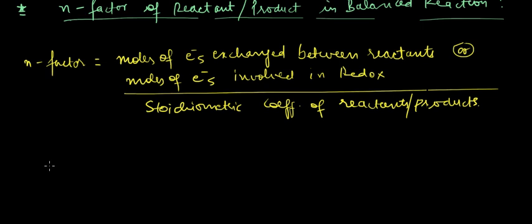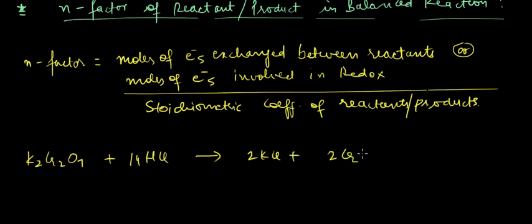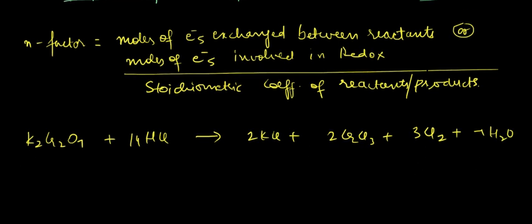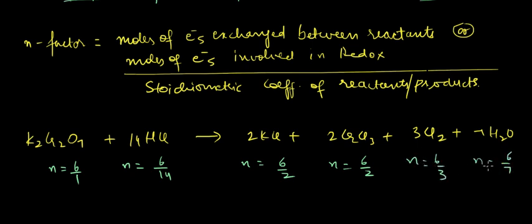In a reaction. Okay, just an example, we have K2Cr2O7 reacting with HCl producing, we have seen this reaction, 14 moles of HCl, forming 2 moles of KCl plus 2 moles of CrCl3 plus 3 moles of Cl2 plus 7 moles of H2O. So n factor here would be 6 upon number of moles of K2Cr2O7, which is 1. N factor here would be 6 upon 14, 6 upon 2, 6 upon 2 again, 6 upon 3 and 6 upon 7.